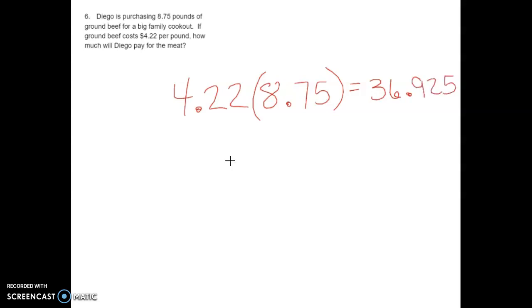Okay, and the last one, Diego is purchasing 8.75 pounds of ground beef for a big family cookout. If ground beef costs $4.22 per pound, how much will Diego pay for the meat? So I have my amount per pound, and then he needs to buy 8 3/4. So I'm going to multiply those together. And it comes out to be 36.925. So I'm going to say that this is $36.93 because money's going to go to 2 decimal places.